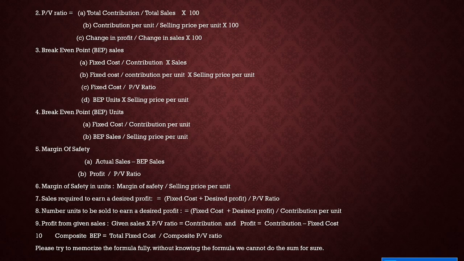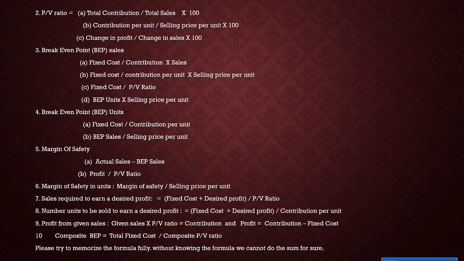And the third one is a frequently used one. Then the fourth method, BEP units into selling price per unit, will also give you the break-even point. So there are four ways where you can find the break-even point. Any method which you use, the first formula, the second formula, or the third or the fourth one, will get the same answer. The answer is not going to differ depending upon the formula.